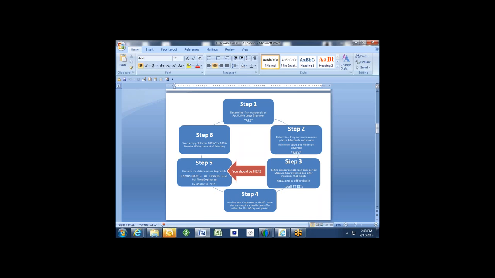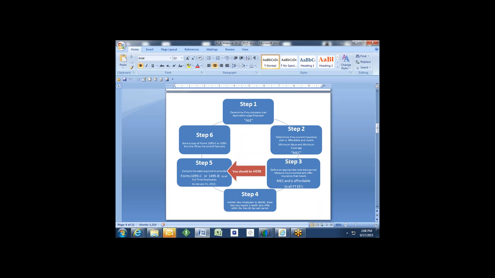So the first step we're going to go through is step 1, to determine if you're an ALE, or a large employer. We talked a little bit about it, but I want to go into a little more detail. A full-time employee is an employee that works at least 30 hours in a week or 130 hours in a month. Those are the employees that will be considered full-time. So if you have 50 or more employees that are working those hours, they would be considered full-time.